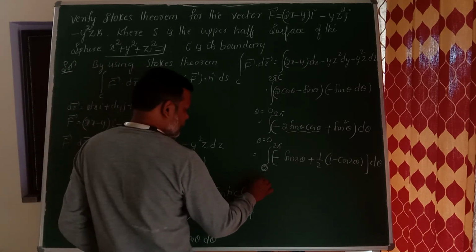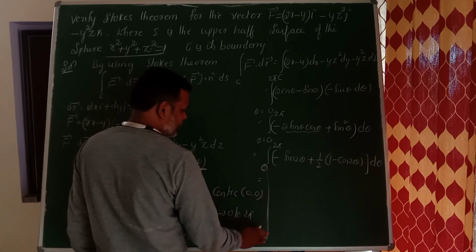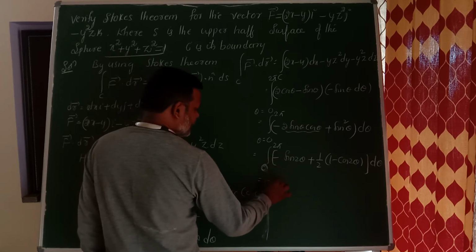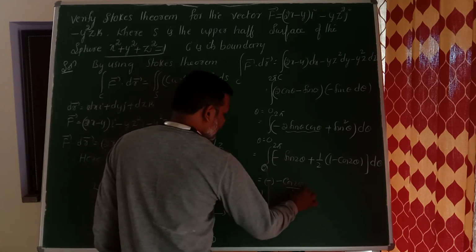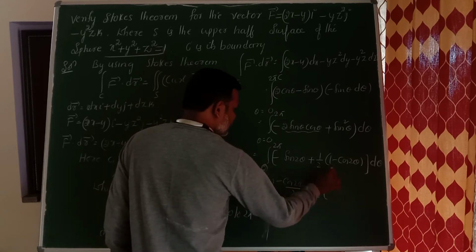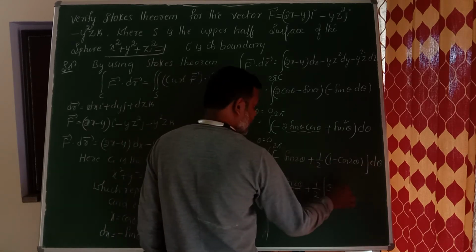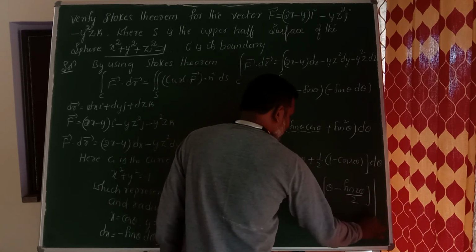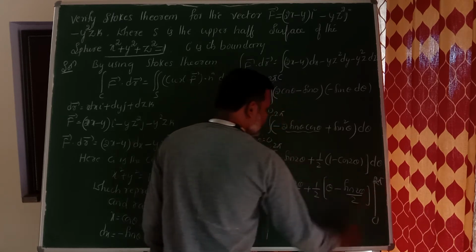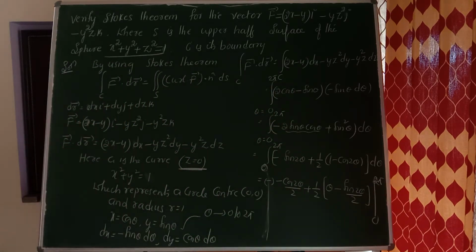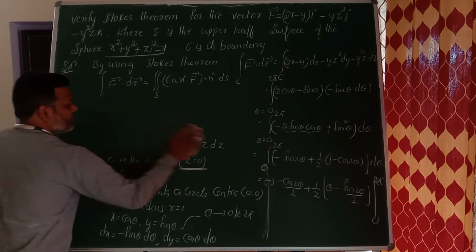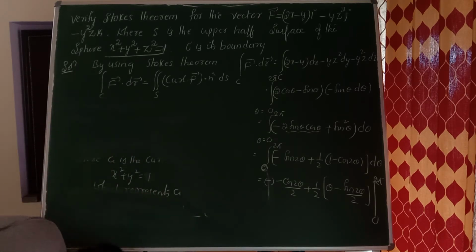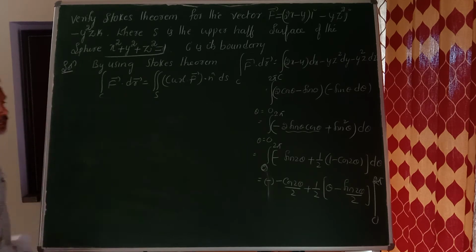So that is equal to the integration of minus sin 2 theta, which is minus cos 2 theta divided by 2, plus half into the integration of 1, which is theta, minus cos 2 theta giving sin 2 theta by 2, from 0 to 2 pi. Just apply the upper limit and lower limit here. I hope these things are very clear to you.